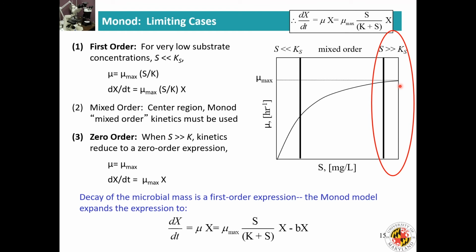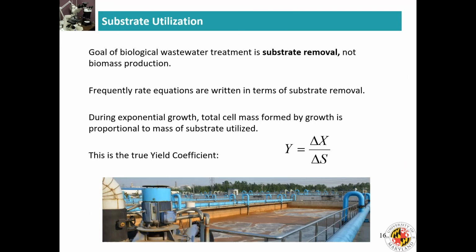We also talked about decay of microbial mass in the previous slides. That was a first order reaction, and that was negative bx. So this term can be added to the Monod model to account for the microbial mass decay in our system. As mentioned before a few times, the main goal of a biological wastewater treatment plant is not biomass production, but it is substrate removal. So when we are writing all these equations, we have to keep that in mind and try to use terms that are indicating the substrate removal instead of biomass concentration.